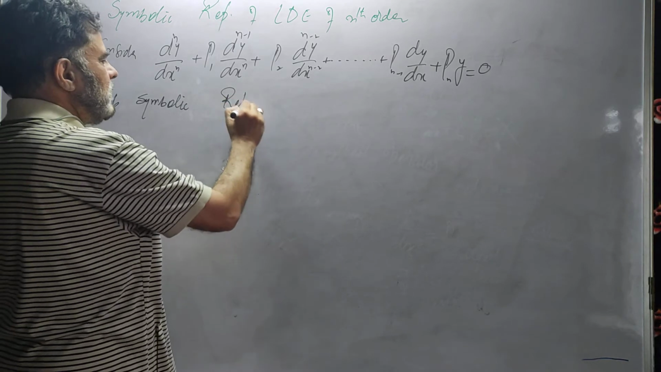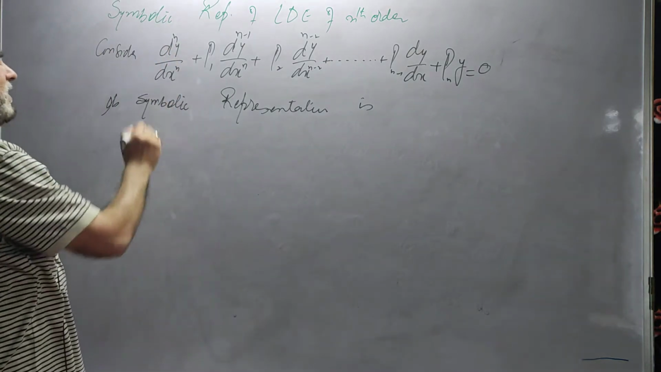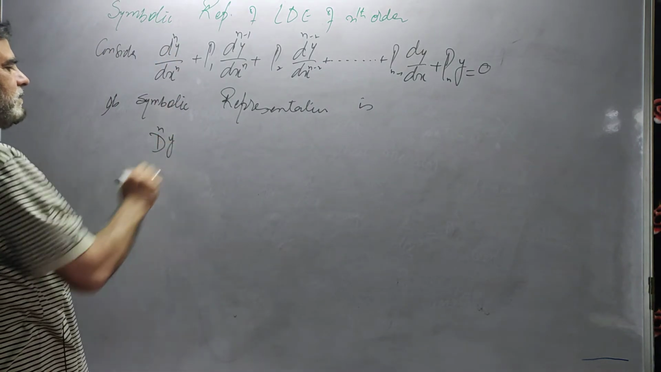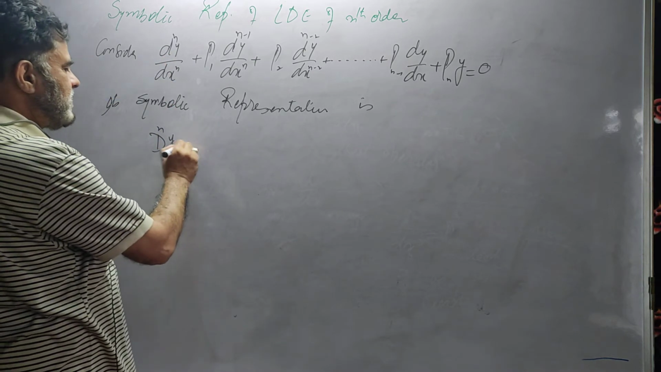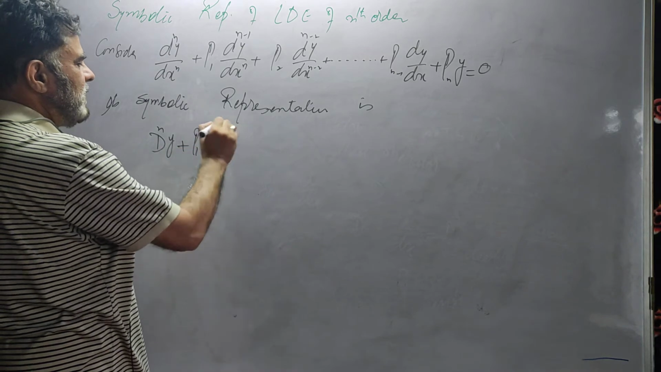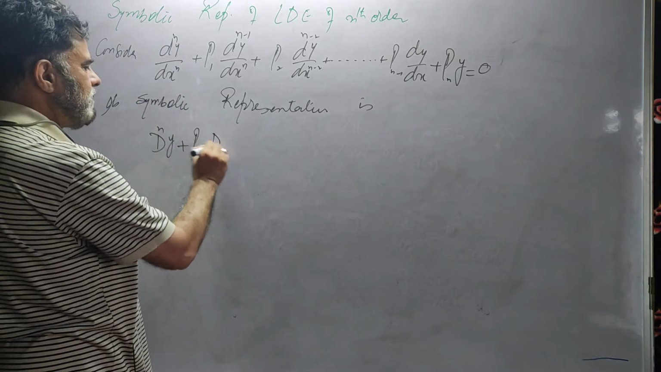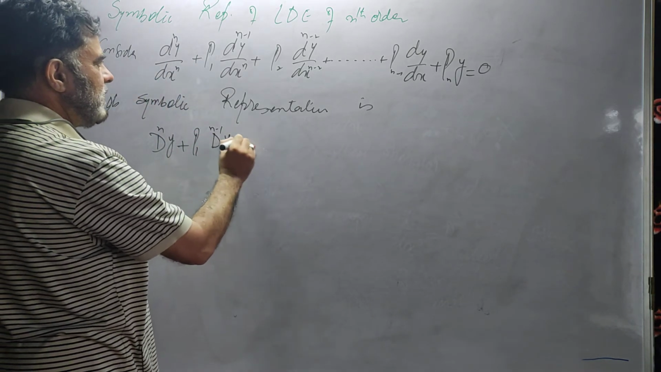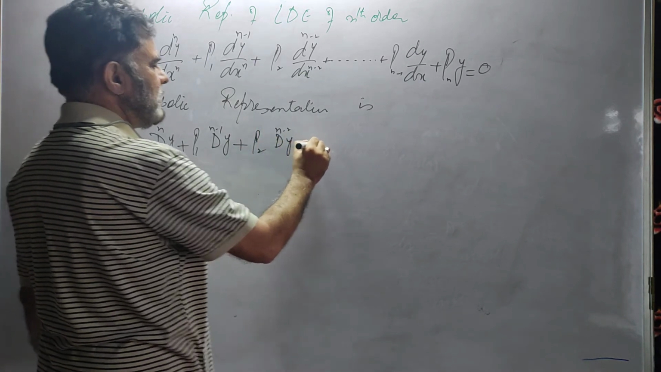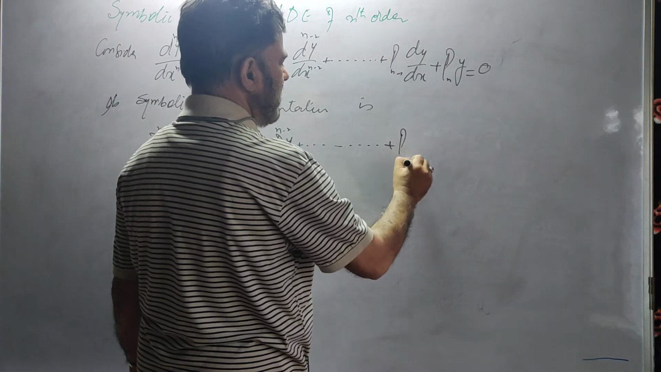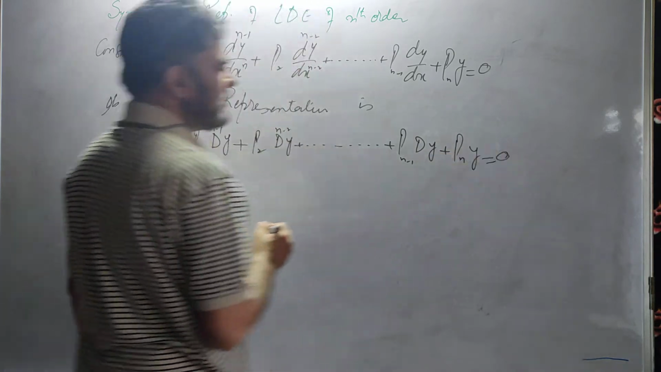The symbolic representation is, what is this now? It is d and y, because we use d as d by dx, not d of y. Y will be there as it is, plus p1 times d n minus 1 y, plus p2 times d n minus 2 y, plus p n minus 1 dy plus p n y is equal to 0.